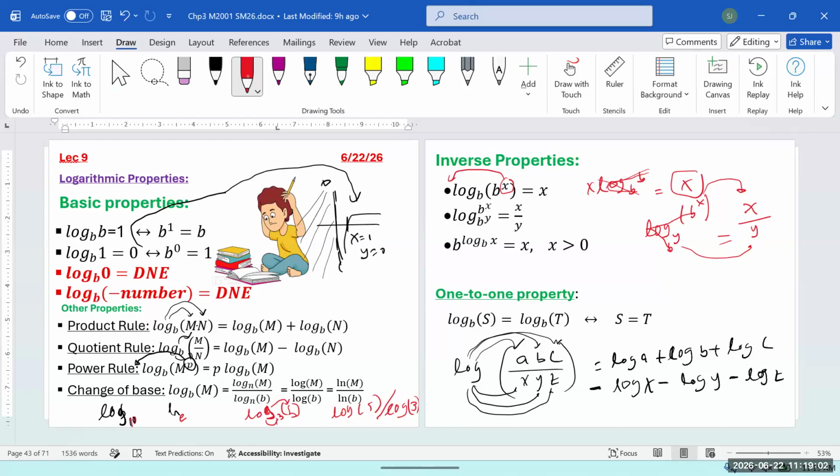And then the last one says, if you have a number that has a power of log, and that log has the same base as the number here, then all of them cancel out. You're left with the argument of the log. Let me actually erase all of this so I can write easily.